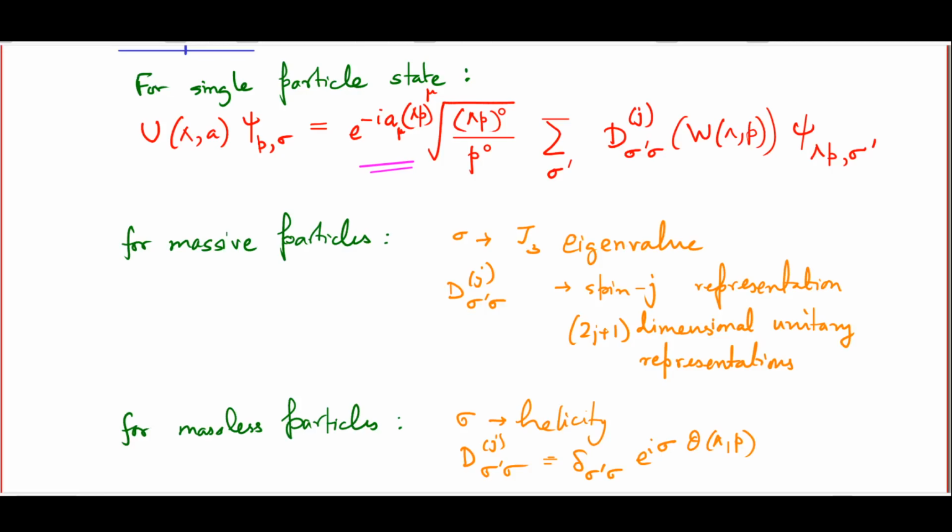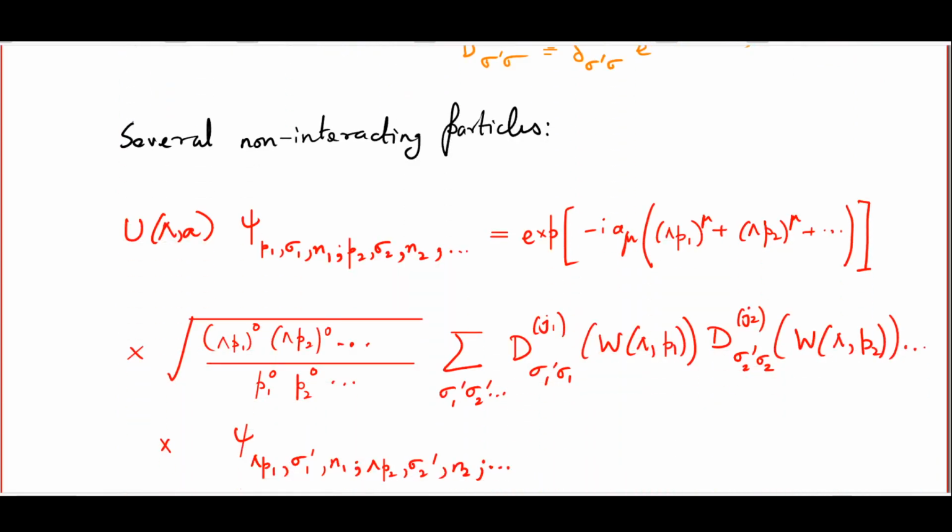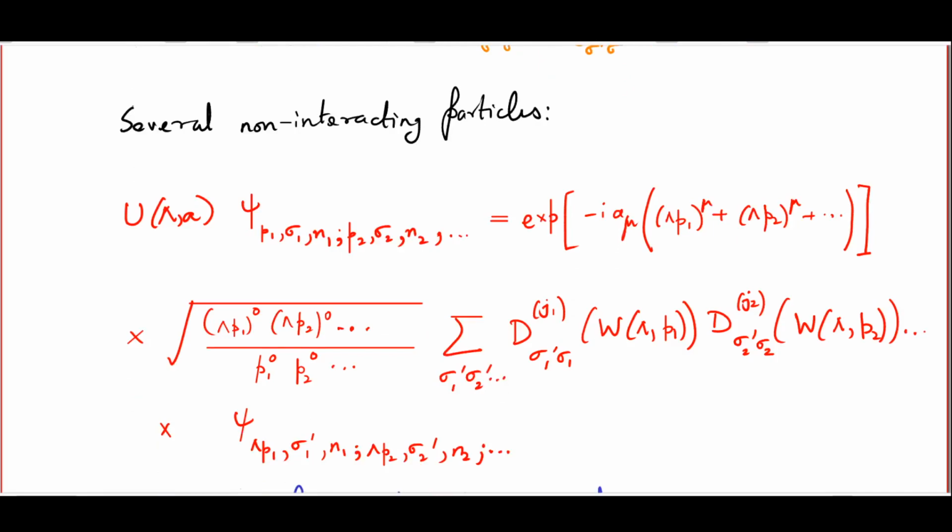When this happens, each individual particle essentially transforms on its own. So U of lambda, a, acting on the state labeled by p1, sigma 1, n1, then p2, sigma 2, n2, then p3, sigma 3, n3, and so on, is given by a rather lengthy looking expression, but if you break it up, it turns out to be rather simple to understand. Just like the phase factor e to the minus i a dot lambda p that we had for the single particle case, here we will have one such phase factor for each one of the particles.